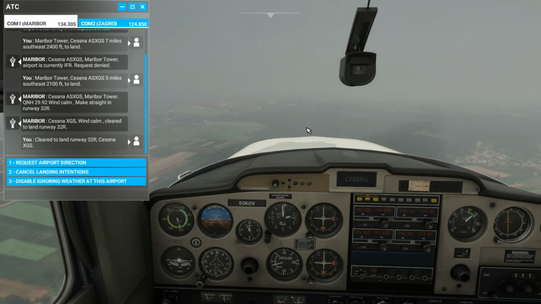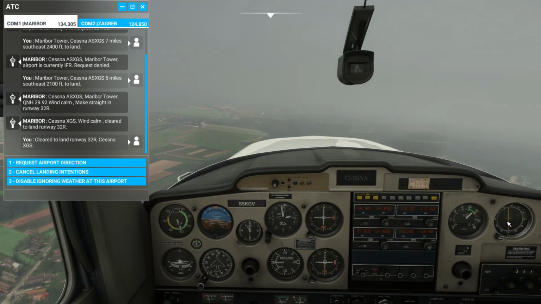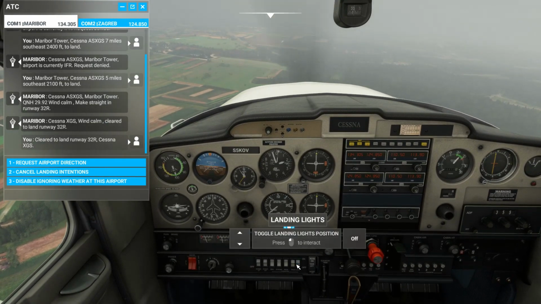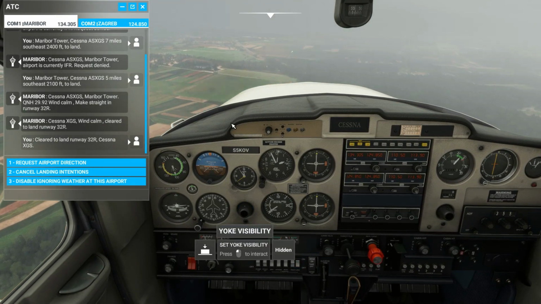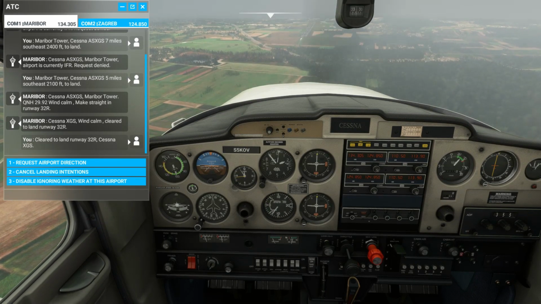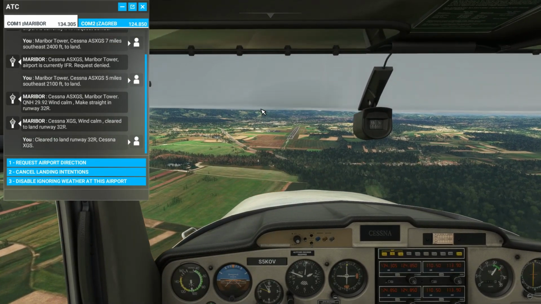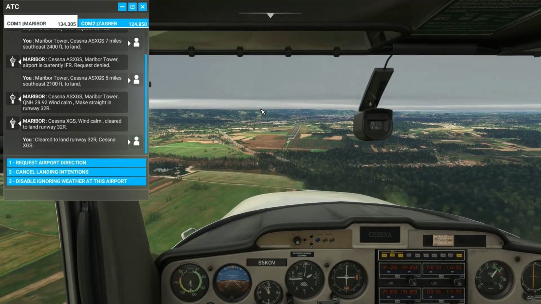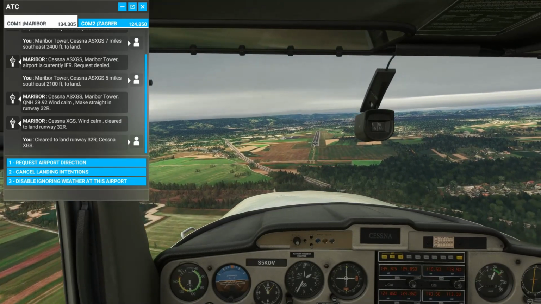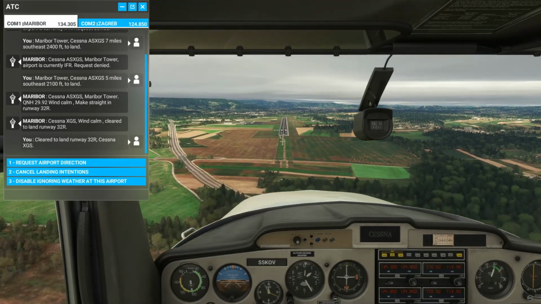So I can see now that I have to turn a little to the left. I can go down. I can turn landing lights on. And we are ready to land. We are under the clouds. So here we are under the clouds. The runway is clearly visual, so we can do a visual landing, visual approach, and everything.